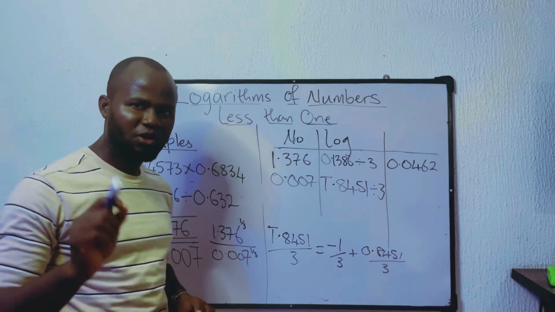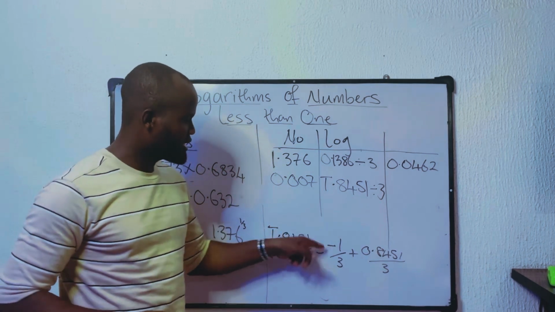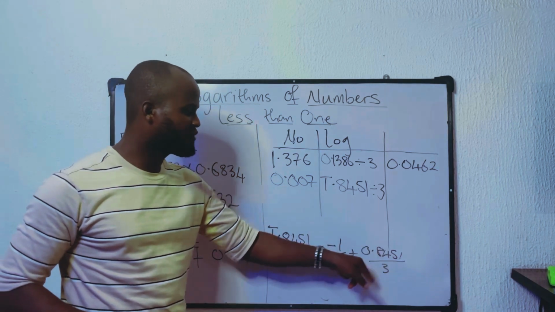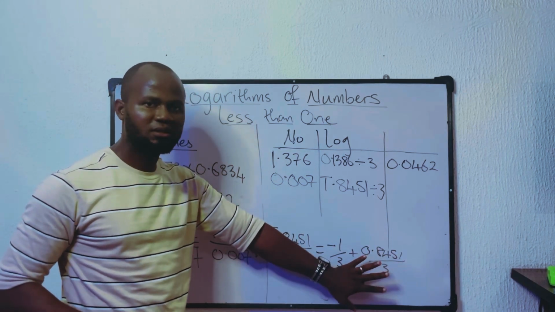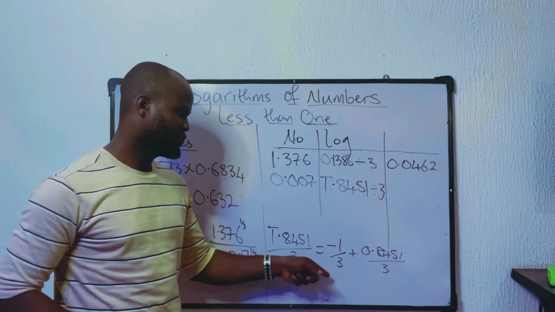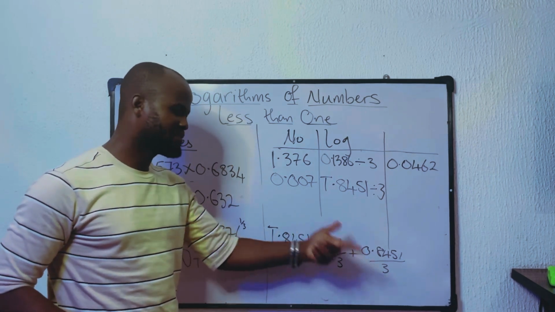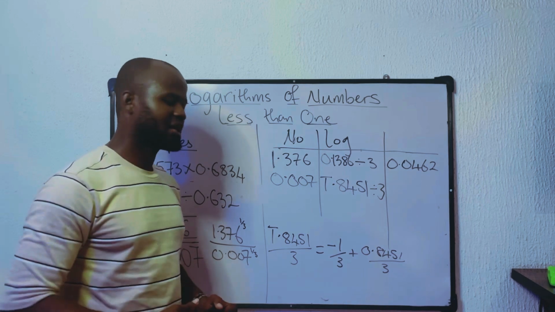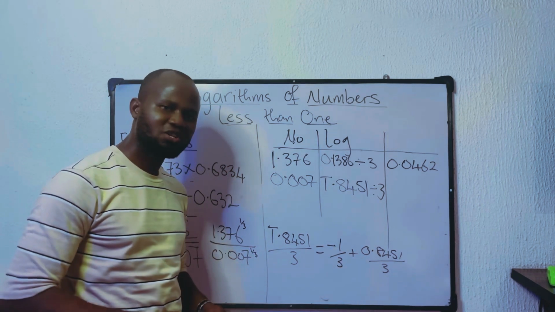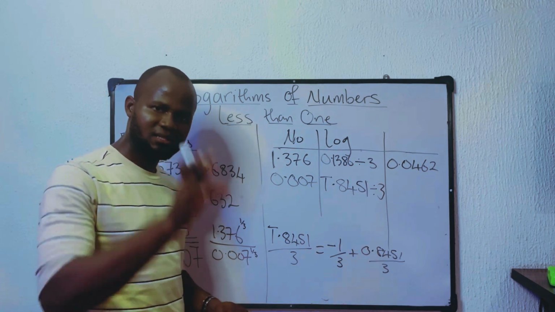But there's still another problem. This is -1 divided by 3, and this is 0.8451 divided by 3. It's easy to divide this one, and it will still stay the way it looks. But if you divide this one, you're going to get decimals. But now we don't want to get decimals in the characteristic part. We still want it to just be a whole number, a single number.